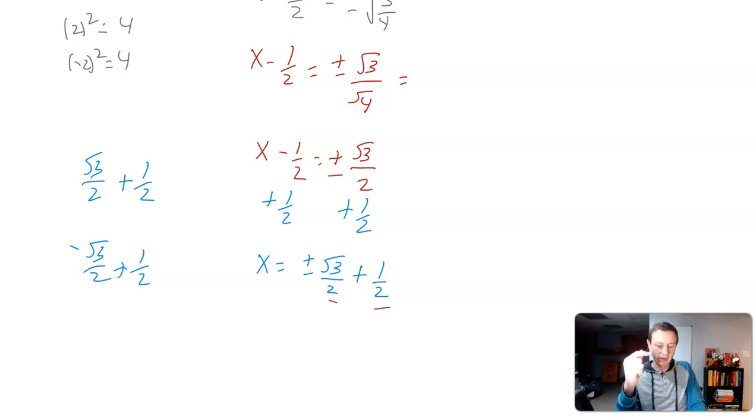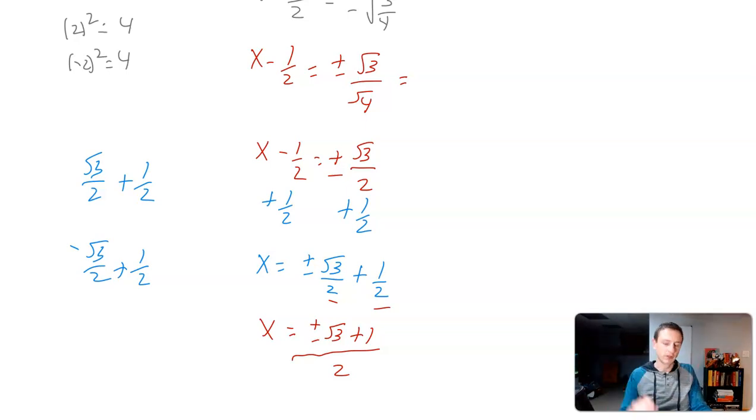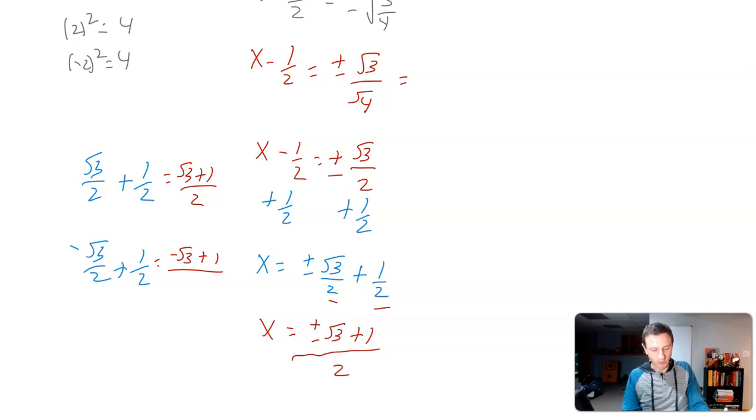Since I have the same denominators in 2, I'm going to rewrite this as x equals positive and negative square root of 3 plus 1 all over 2. Because I have the same denominator, I could put the whole thing over 2. So here I would have square root of 3 plus 1 all over 2, and then here I'd have the negative square root of 3 plus 1 all over 2, like that. I wouldn't require 2 separate writings of this answer.